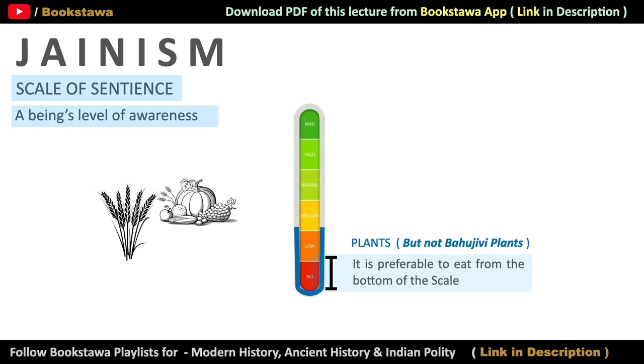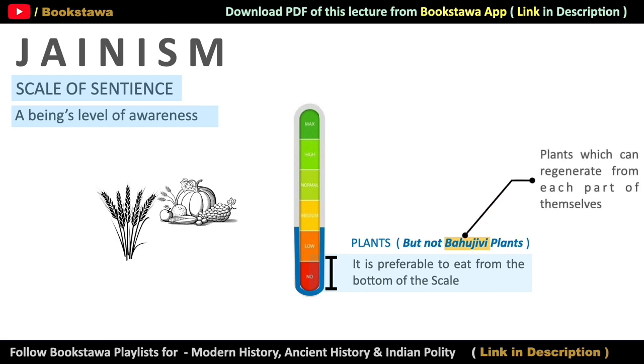So the question comes here, which are Bahujivi plants? Bahujivi plants are those plants which can regenerate from any part of their own. So there are many root plants in it, such as potatoes or onions. So potatoes and onions are not eaten in Jainism. So that was about food. That is what kind of food people of Jainism can eat.